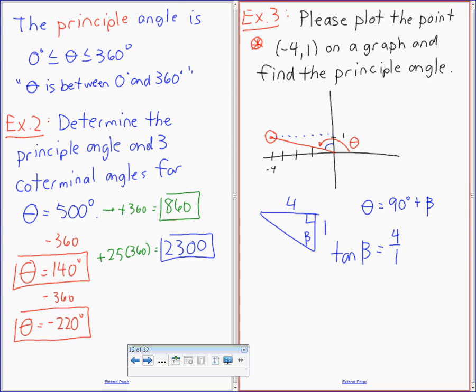Can someone remind us, please? I'm going to pick on you, Julia. How do you solve for beta here right now, please? Inverse tan, good. So beta equals tan inverse of 4. Now I want to give you a second to actually calculate that yourself before you give me the answer here.